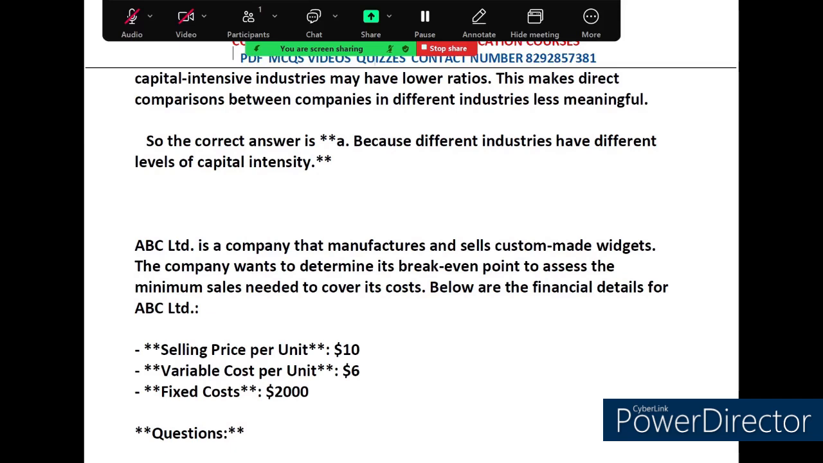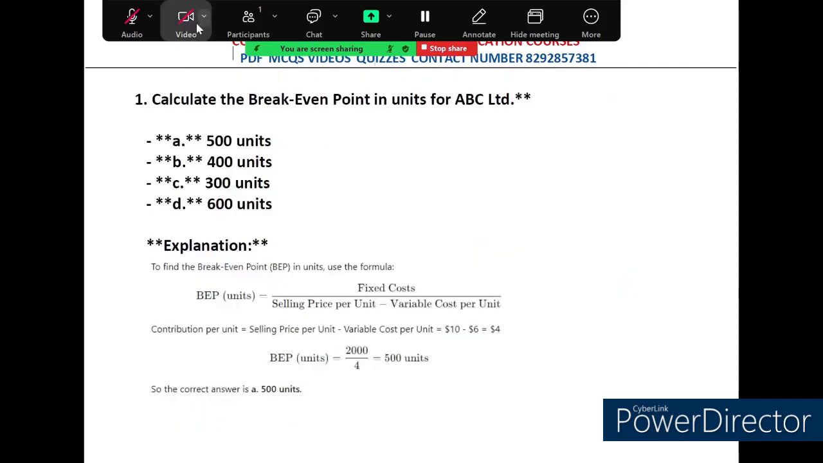The question is like this: ABC Limited manufactures and sells custom-made widgets, and they want to determine their break-even point in units. Here are the financial details given: selling price per unit is $10, variable cost per unit is $6, fixed cost is $2,000, and the question is asking you to calculate the break-even point.